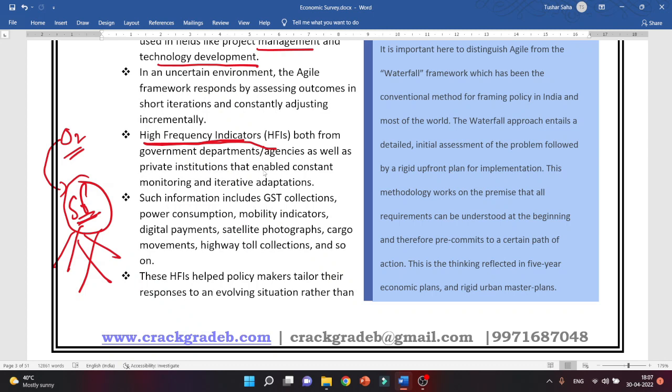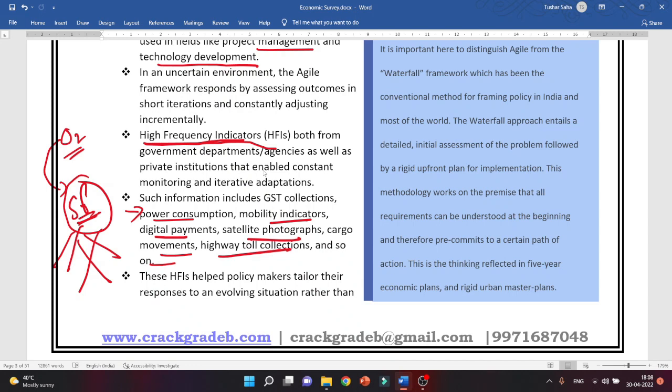That doesn't take time. Such information includes GST collection, power consumption, mobility indicators, digital payment, satellite photographs, cargo movement, highway toll collection, and so on. How? Let me tell you. Power consumption: at one point, you see the industrial area's power consumption is 0. Let us hypothetically understand. What does this mean? This means that the industries are closed, because how is the industry going to run without power?